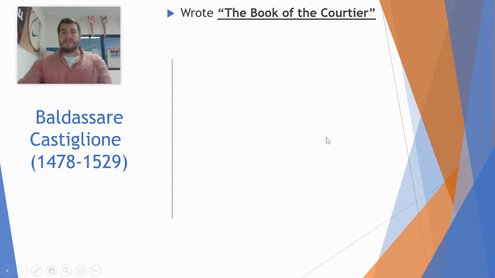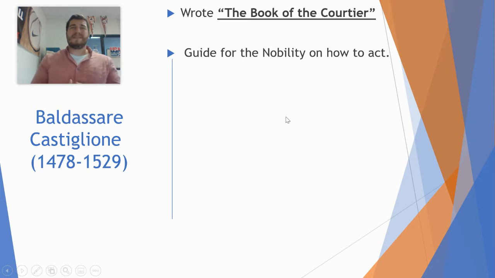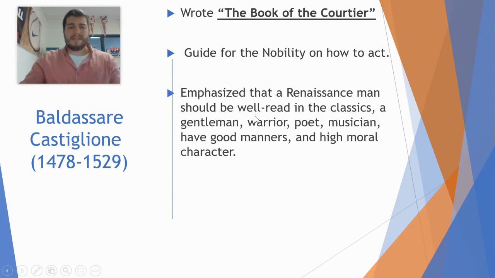Castiglione is an author of the Book of the Courtier. It's basically like a handbook guide for nobility on how to act. I don't know if anybody watched this, but on Nickelodeon there used to be the show called Ned's Declassified School Survival. It was like a middle school guide on how to get through middle school. Kind of think like that, except this is for high class elite nobles on basically how they should act.